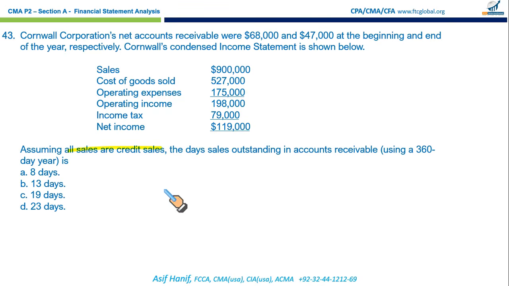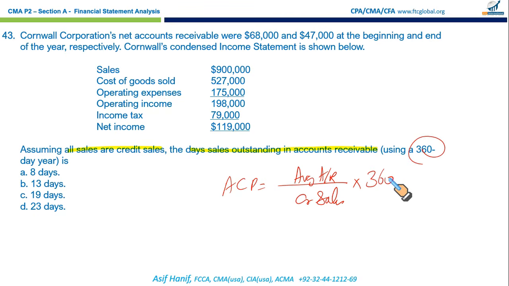Assuming all sales are credit, days sales outstanding in account receivables. In other words, you have to find average collection period. The formula is simply average AR divided by net credit sales times days, which is 360 in this question. So do we have credit sales? No. Do we have total sales? That's the number you can use because credit sales isn't given.